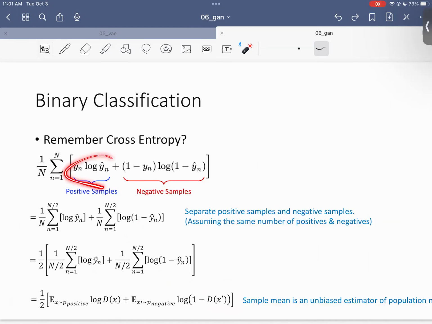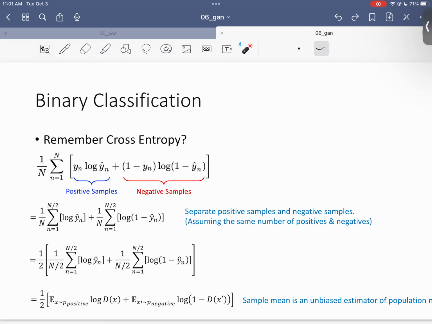So as I said, positive samples and negative samples. Assuming that there are the same number of positives and negatives in your training set, so 50-50, then we can separate positive samples and negative samples like this. Half of the training samples are positive, half of the training samples are negative. So we just break them down into two parts like this. And then some number manipulation: you put a half out and then you turn this into n over 2. Nothing really changes, it's the same thing.